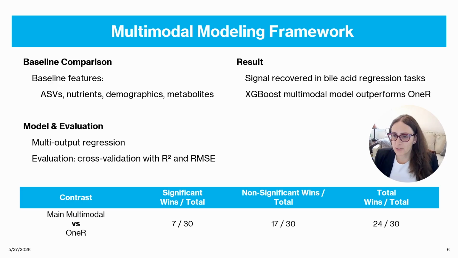For our baseline comparison, we trained a multi-output XGBoost regression model using ASV abundances, nutrients, biomarkers, and demographics as predictors, with metabolite concentrations as the regression targets. We compared this with a simple 1R baseline. The result was that select bile acid outcomes were observed to have recoverable signal at a statistically supported level.